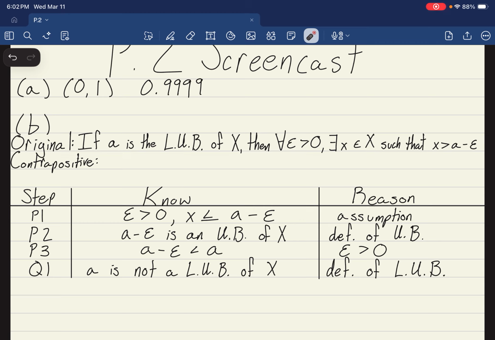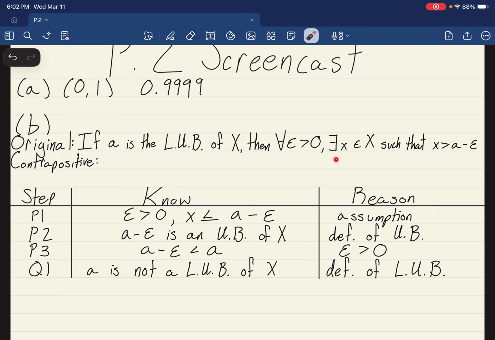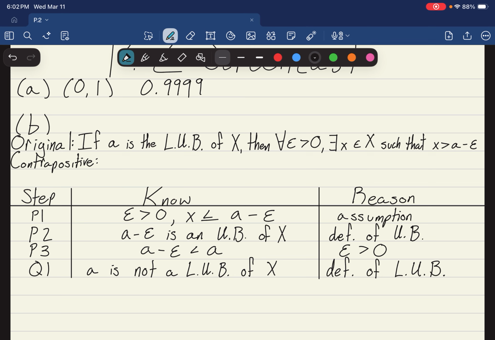And so for part B here, we want to prove the following statement. If a real number a is the least upper bound of X, then for every epsilon greater than 0, there exists x within our set X such that x is greater than a minus epsilon. And we want to use a proof by contrapositive here. So the first part is going to be forming this contrapositive statement, which is going to be not Q implies not P. And since these quantifiers are in our conclusion, the negation of our conclusion that will begin our contrapositive has to swap these quantifiers.